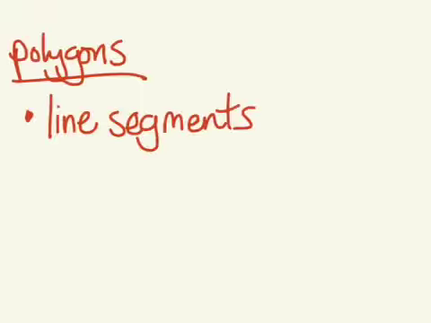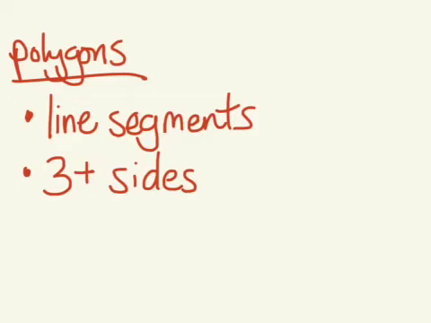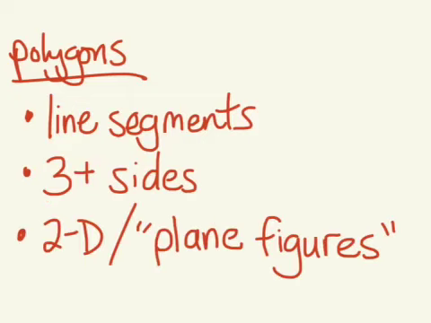Let's start by reviewing the fourth grade concepts of measuring the perimeter, or the distance around polygons. So you learned that polygons are made of line segments. Write this down. That they have at least 3 sides. And that they are two-dimensional, 2D, also known as plane figures, because they lie flat on a plane. Not an airplane, but a plane meaning a flat surface.